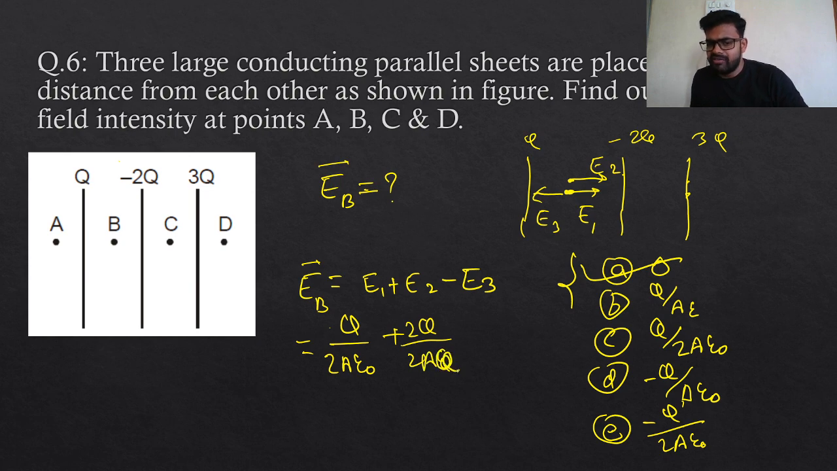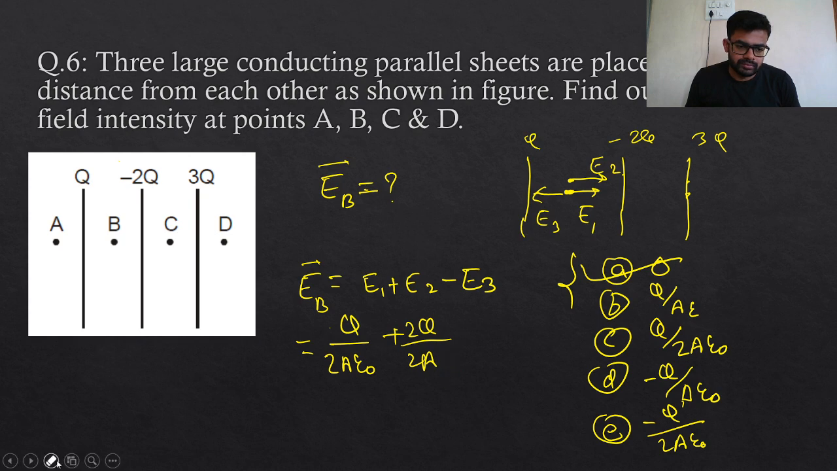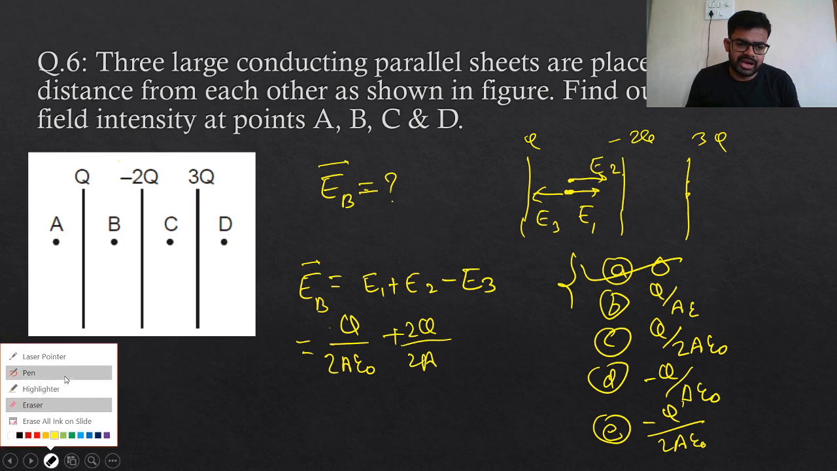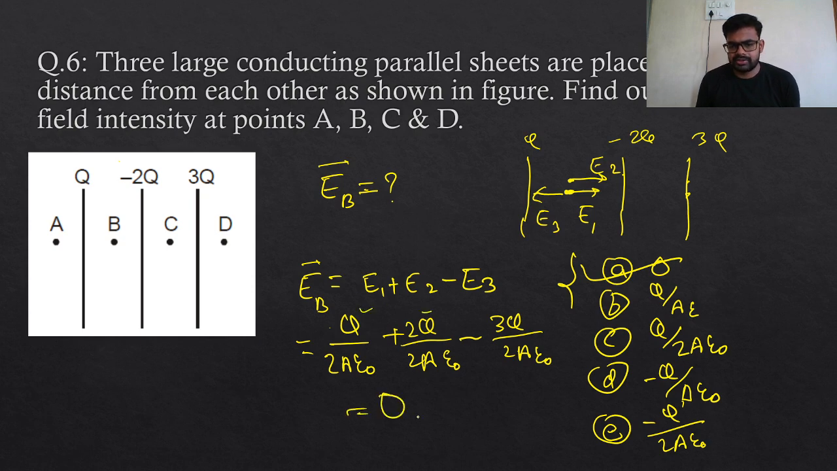Remember, we never use the sign of charge. We always use the sign of direction. Because of the negative charge, we are observing the direction and using the sign of direction. Minus here 3Q upon 2 epsilon naught. Finally this is plus Q, 2Q, 3Q minus 3Q, which is 0. The answer is 0. So this is the electric field intensity at point B.